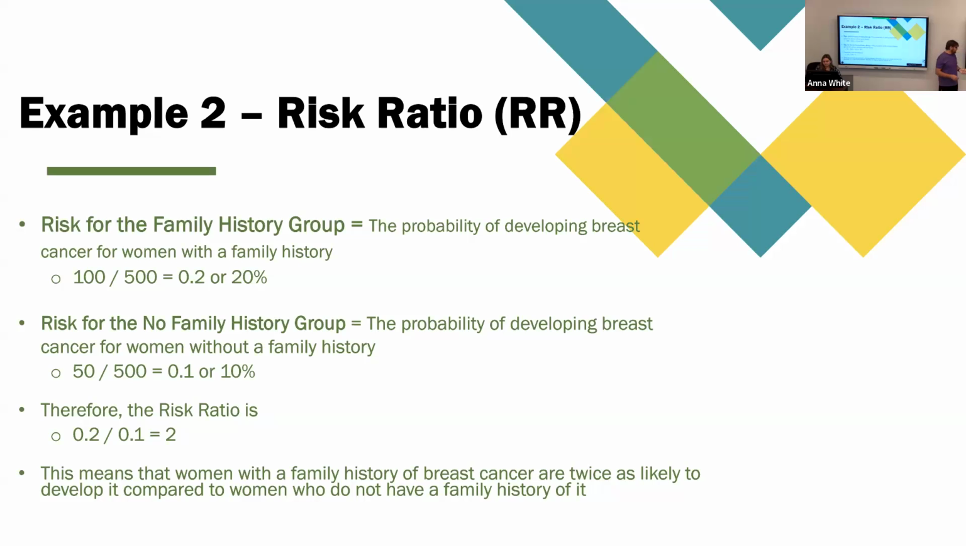And you would interpret this as meaning that women with a family history of breast cancer are twice as likely to develop it compared to women who do not have a family history of it. If you have a certain thing that you're trying to test, you can build up upon it with confidence intervals and hypothesis tests, but to keep it short, concise and simple, we didn't dig into that.